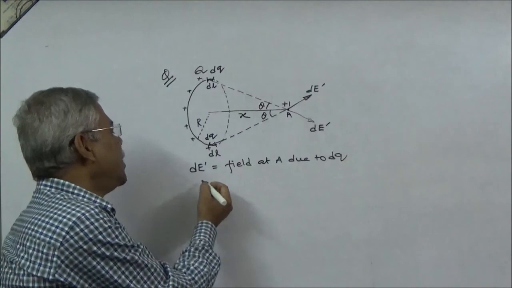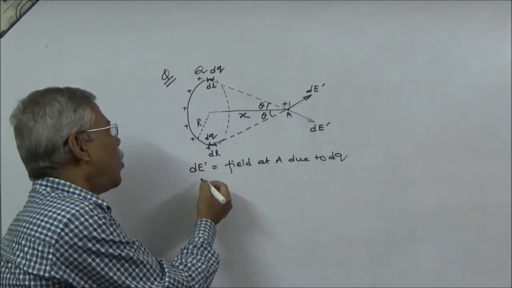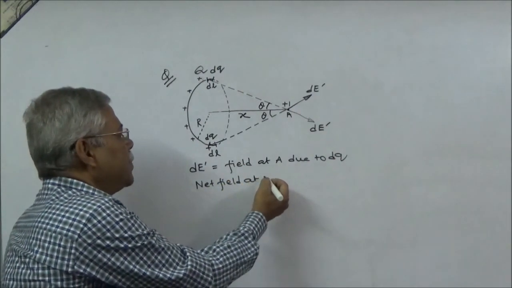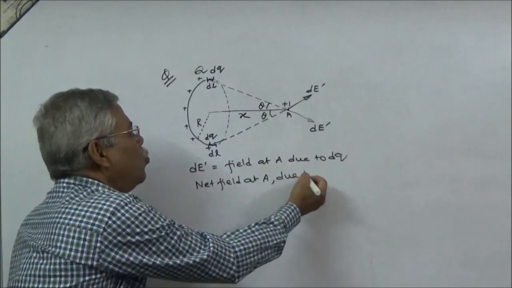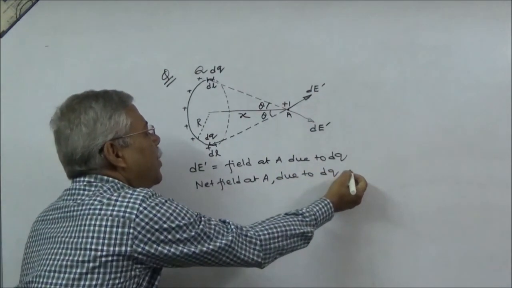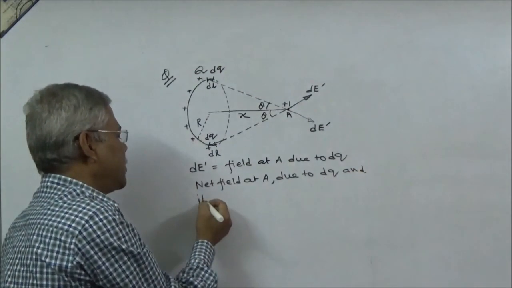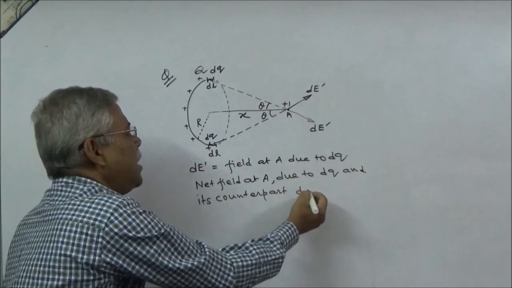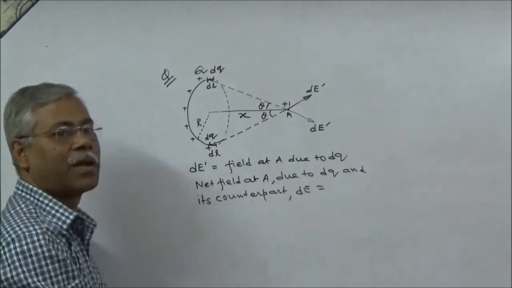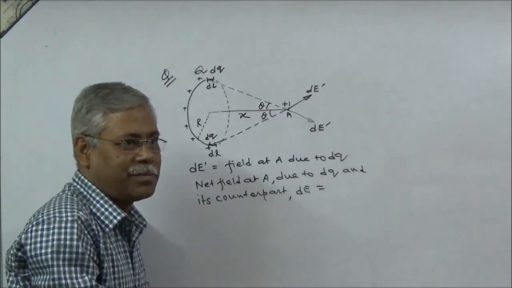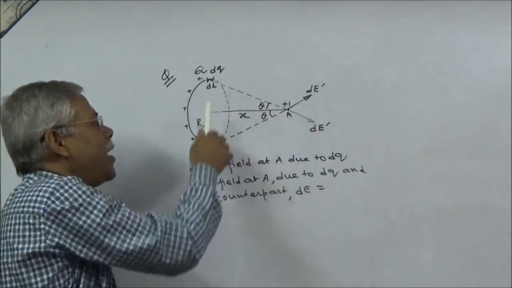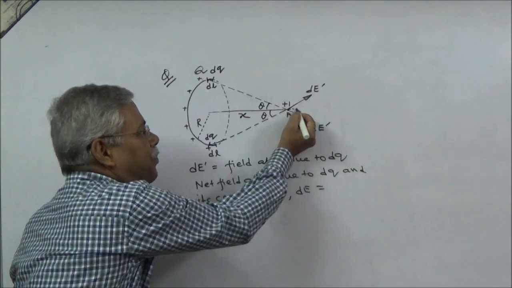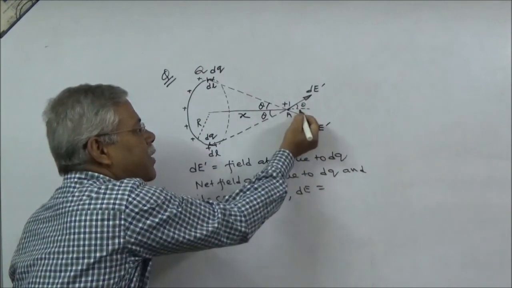Okay, dE, or net field at A due to dq and its counterpart, dE equal to how much? What is the net field due to dq and its counterpart? 2 dE dash cos theta. Correct, because this angle is theta, this is theta.